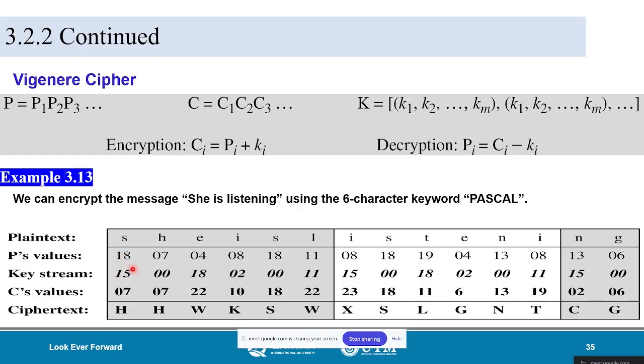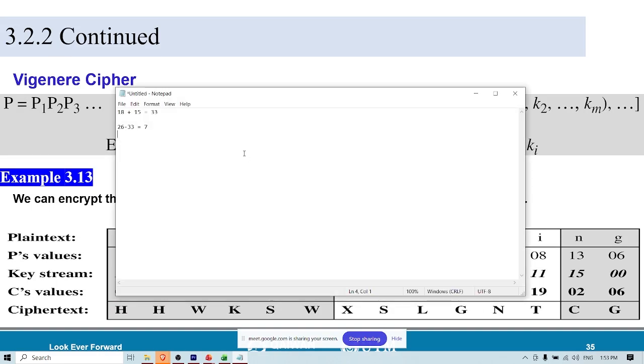However, this is why the 8 and 15 is 7, because we minused it from 26.